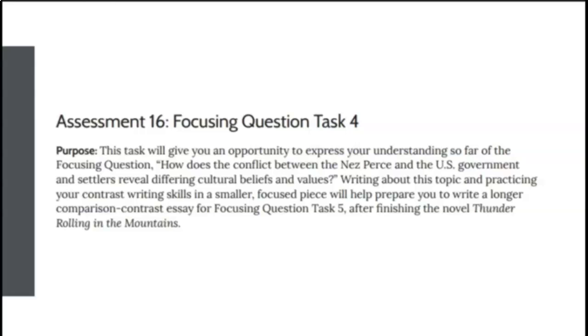This task will give you an opportunity to express your understanding so far of the focusing question: how does the conflict between the Nez Perce and the U.S. government and settlers reveal differing cultural beliefs and values? Writing about this topic and practicing your contrast writing skills in a smaller focus piece will help you prepare to write a longer comparison-contrast essay for focusing question task 5 after we finish the novel Thunder Rolling in the Mountains.